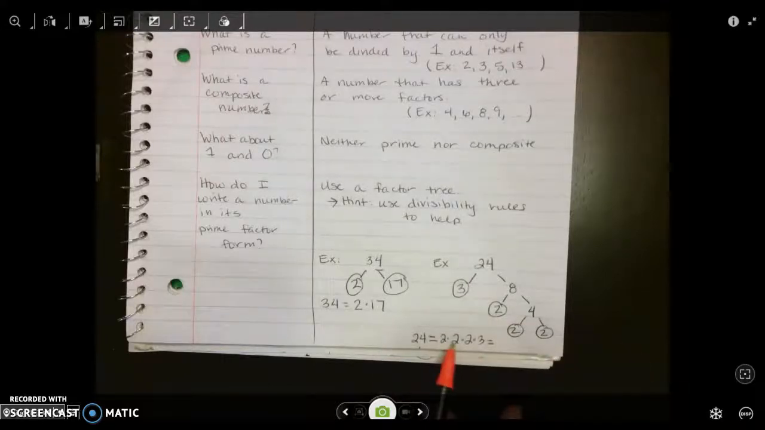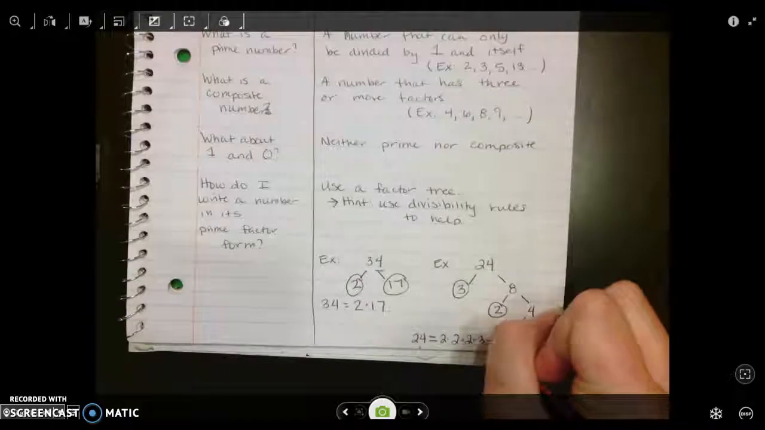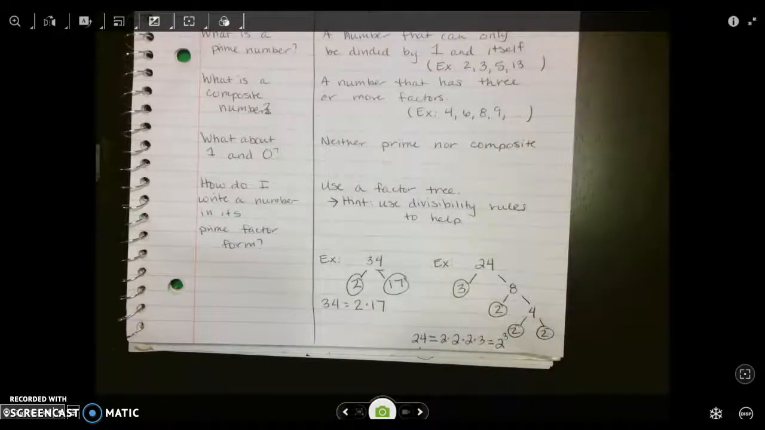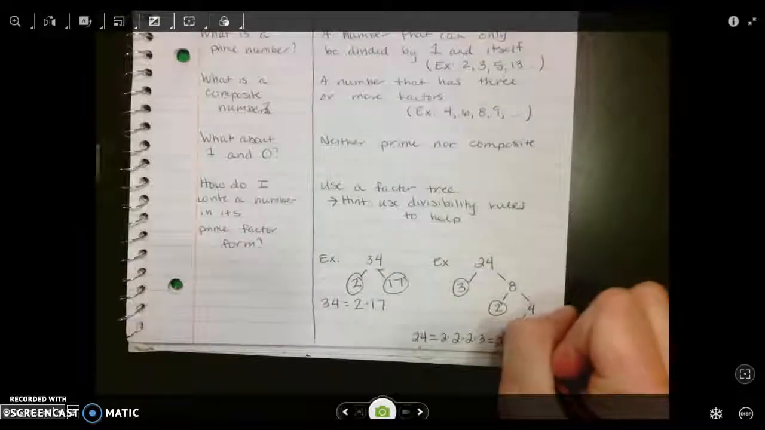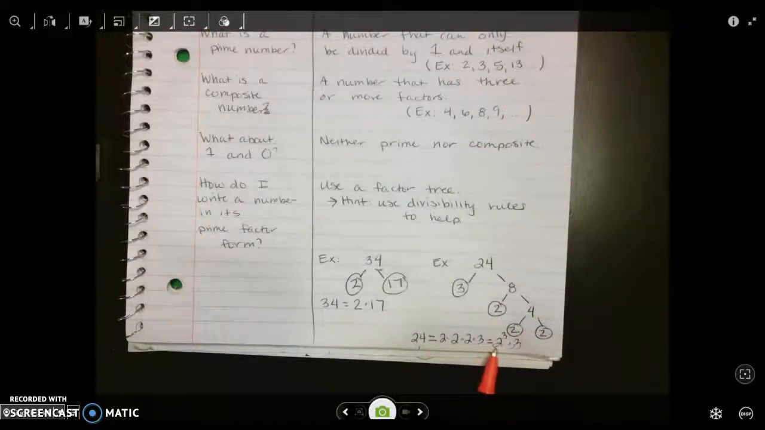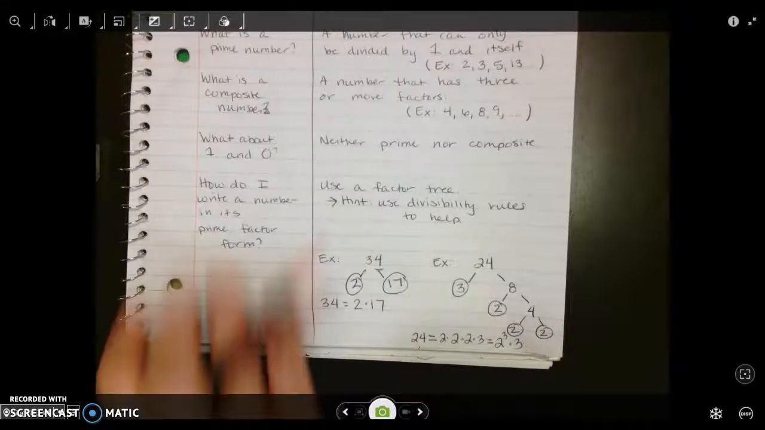Now, I have 1, 2, 3, 2's. I have repeated multiplication, so I can use exponents. So there is another way I can write my prime factorization of 24. And that is how you find the prime factorization of a number.